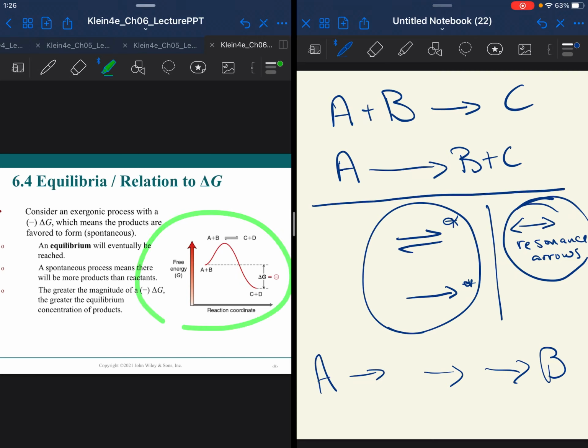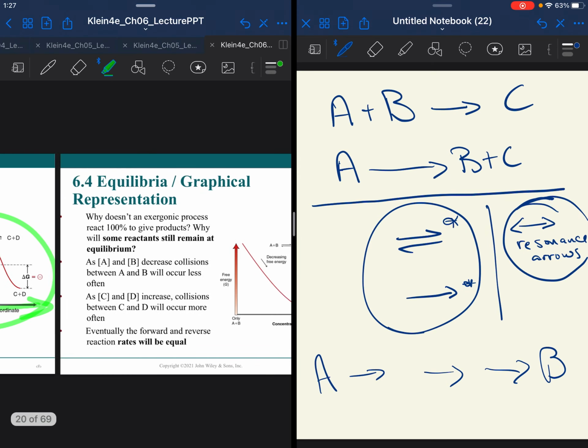You notice you still see a reaction coordinate over here. You still have energy of some sort on the y-axis, and then the direction of the reaction on the x-axis.